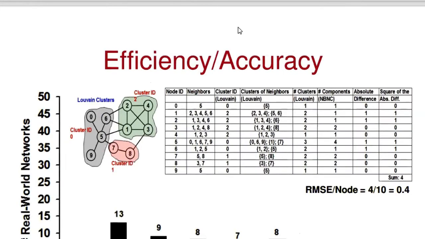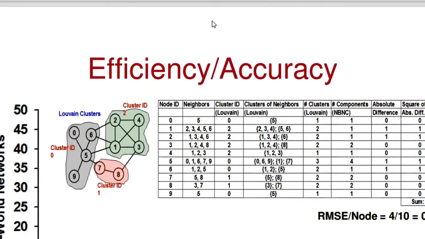But if you go back to the NBNC tuple for node 5, it has 4 components. So according to our tuple, we are predicting that the neighborhood of node 5 has 4 clusters. That's what the number of components in the neighborhood graph indicates. Whereas if you run a clustering algorithm on this graph, it says that its neighbors are in 3 clusters. So how close are these 2 numbers?